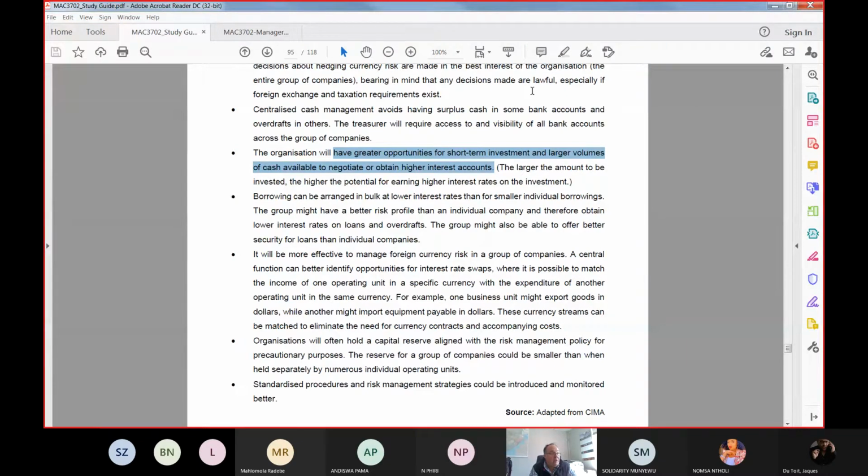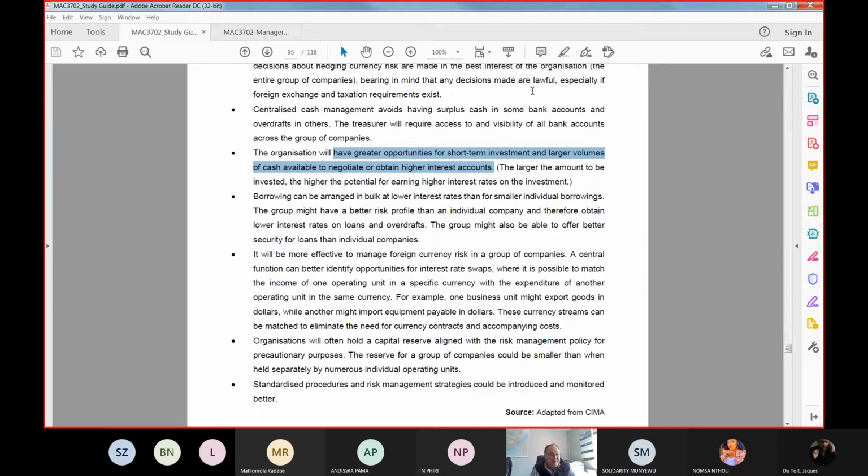I've said this one. Organizations will often hold capital reserves aligned with risk management policies for precautionary purposes. The reserve of foreign companies could be smaller than that held separately by numerous individual operating units. So once again, you're trying to build your little cash flow and your company is very little. You never grow out of it, where you can put it on the main company. You can bring a suggestion as you need income and your reasons, and they make a decision on financing you. It's much easier than having little entities all over the world with their own financing.